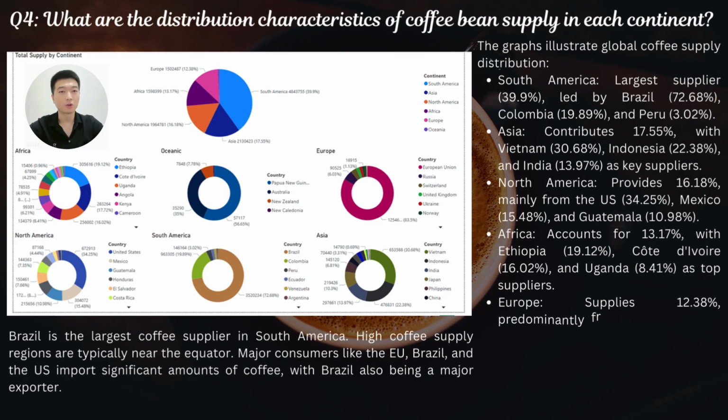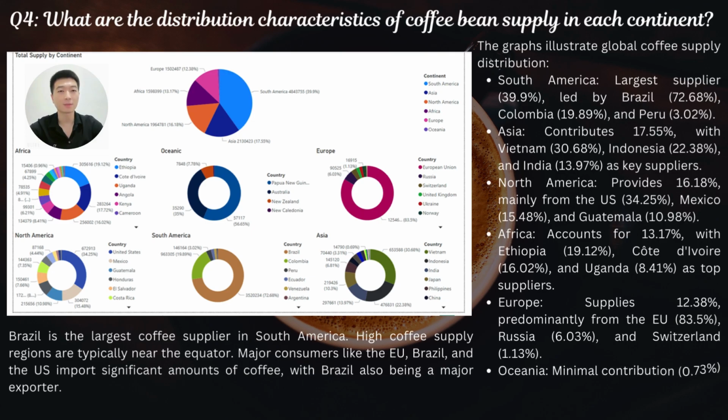Thirdly, North America accounts for 16.18% of the total supply. The main suppliers are the United States, Mexico, and Guatemala. Fourthly, Africa accounts for more than 30% of the total supply. Key suppliers are Ethiopia, Cote d'Ivoire, and Uganda.